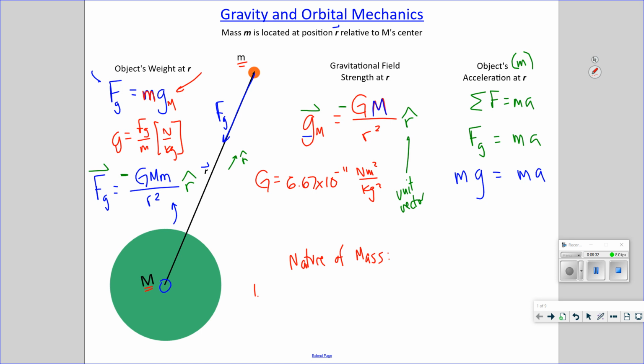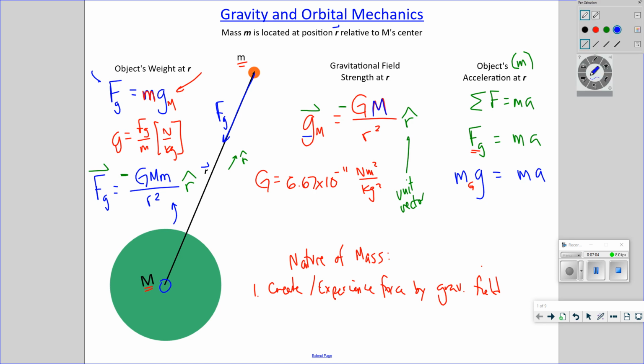Masses create, experience force by gravitational field. We call that gravitational mass. There is an idea called gravitational mass, and so I'm going to put a little g here to indicate that, because we're talking about the fact that there's a gravitational force on this mass. That comes from the fact that part of the nature of mass is that it experiences a force when placed in a gravitational field.